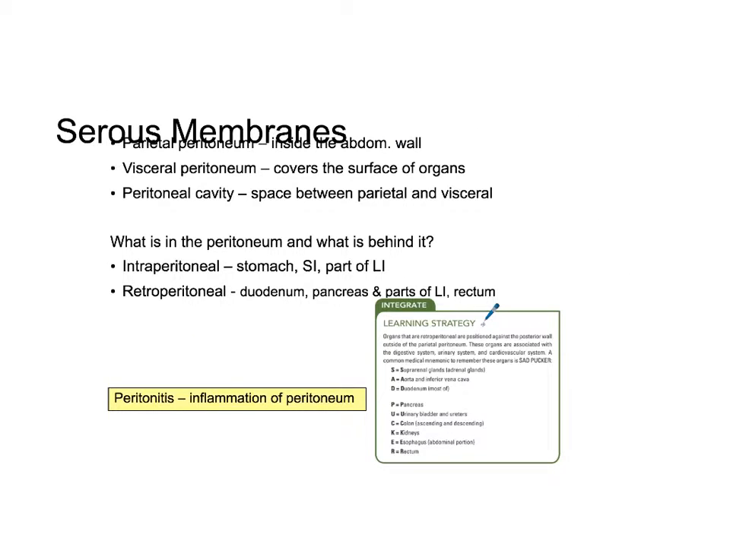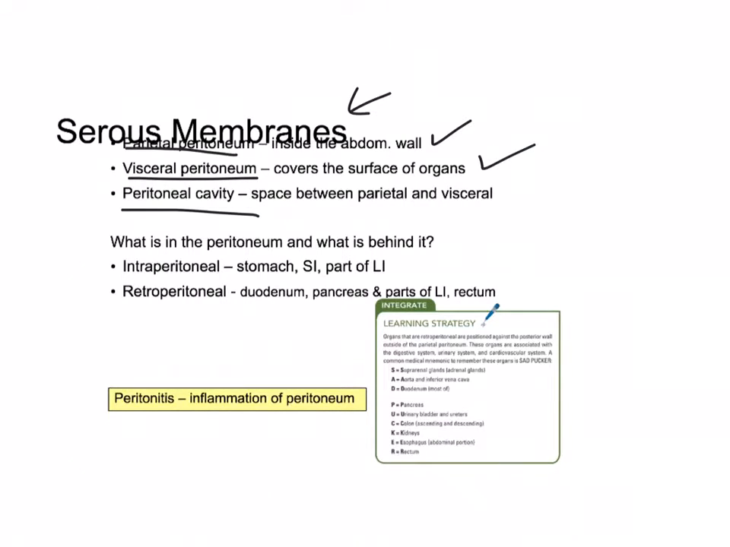Okay, so now the serous membranes. Okay, so the parietal peritoneum lines the inside of the abdominal wall. Okay, so it lines the cavity. The visceral peritoneum is going to touch the surface of the organs, and then the space between them is called the peritoneal cavity.